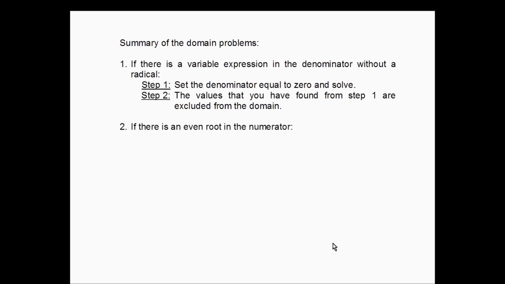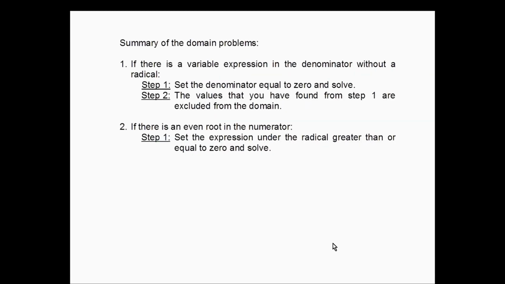Number 2, if there is an even root in the numerator, like the square root of 17x plus 11, step 1, set the expression under the radical greater than or equal to 0 and solve. So you're solving an inequality. Step 2, what you have found from step 1 is the domain.